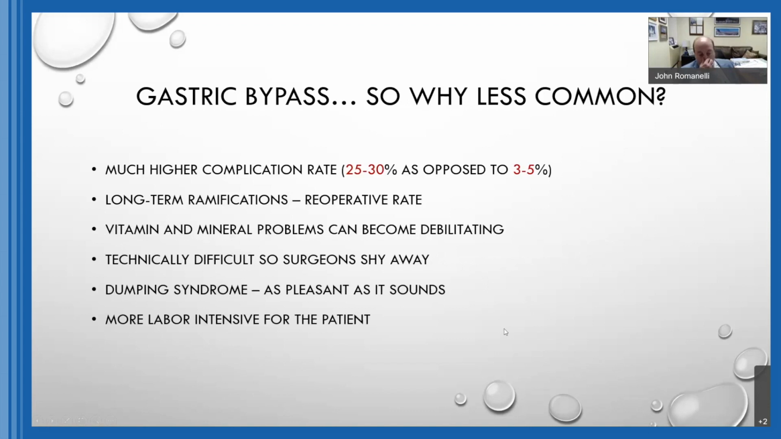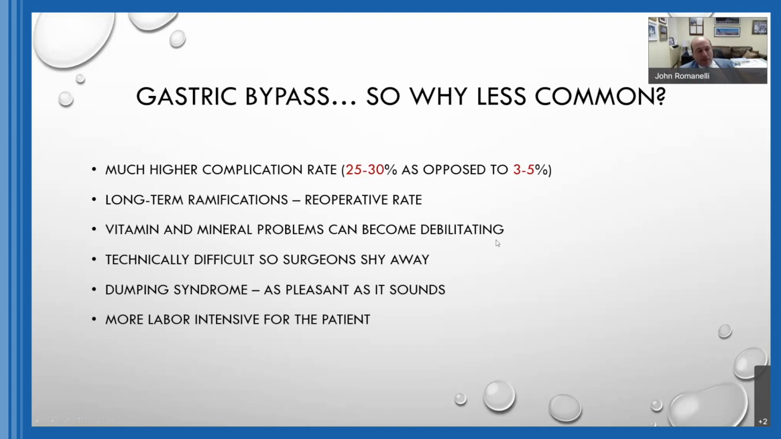So why is it less common? Well, because it's got a much higher complication rate, 25 to 30% if you follow your patients out far enough. The long-term ramifications and the long-term reoperative rate is significantly higher, and so that's led surgeons and patients to be less excited about this. Some of those vitamin and mineral problems can become debilitating.